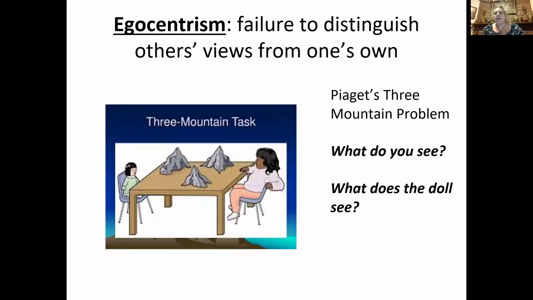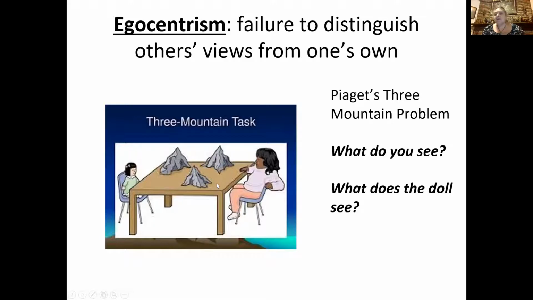The first thing we're going to talk about is egocentrism. Egocentrism is a failure to distinguish other views from your own views. For example, this is something called the 3-mountain problem. In this type of task, and there are a lot of modified versions of this task, the child will be asked, what do you see? What can you see from where you're sitting? And they will describe to you what they're seeing. Then they would ask the child, what does the doll see? And the child will make the error of saying that the doll is seeing everything that she can see.